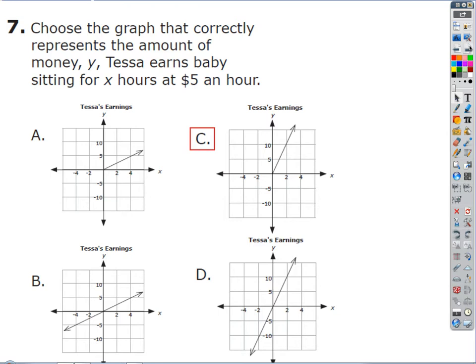Tessa babysits for X hours at $5 an hour. Which graph fits that the best? The one that has a slope of 5 and starts at the origin, because obviously you can't go backwards in time, right? So, what's that? There's a lot of them like that.